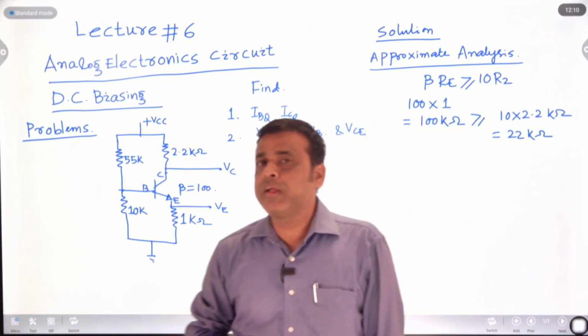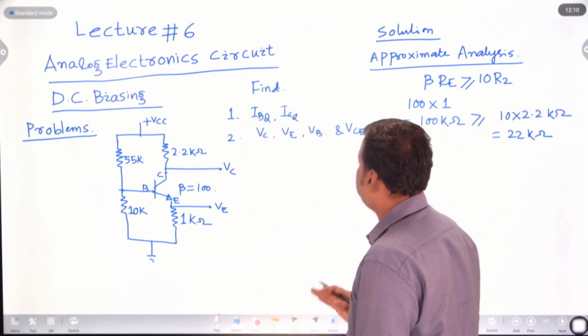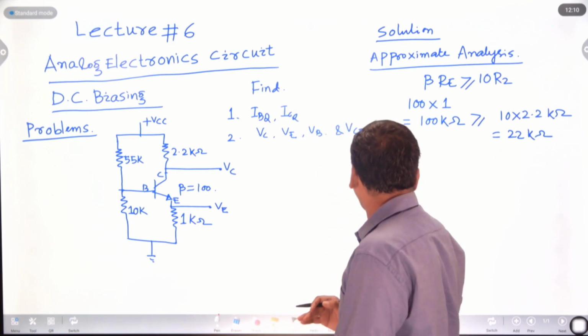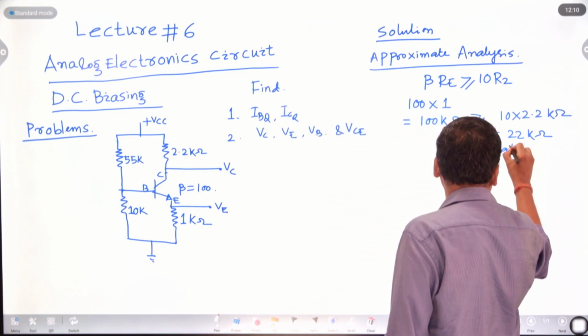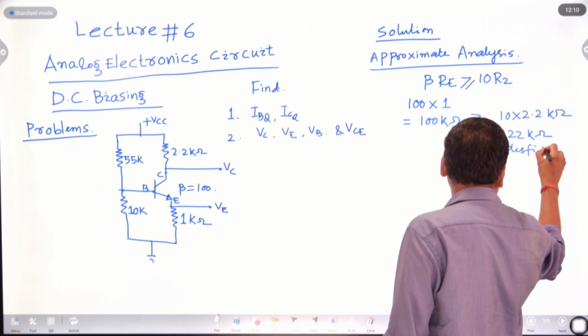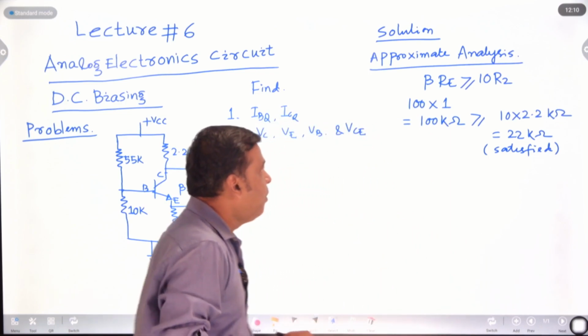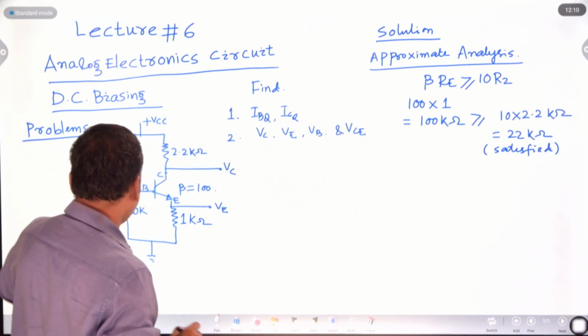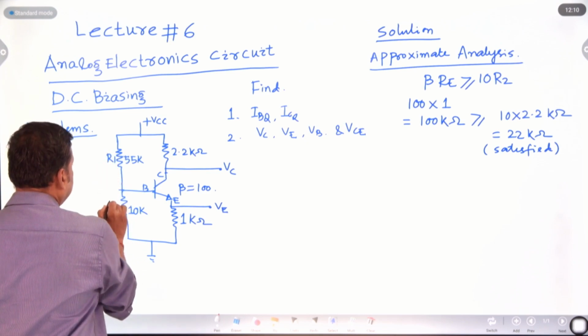So beta RE is greater than or equal to 10 times R2. That's why we can follow approximate analysis. This condition is satisfied. If this condition is satisfied, then what we will do? You can calculate the voltage across R1 and R2.